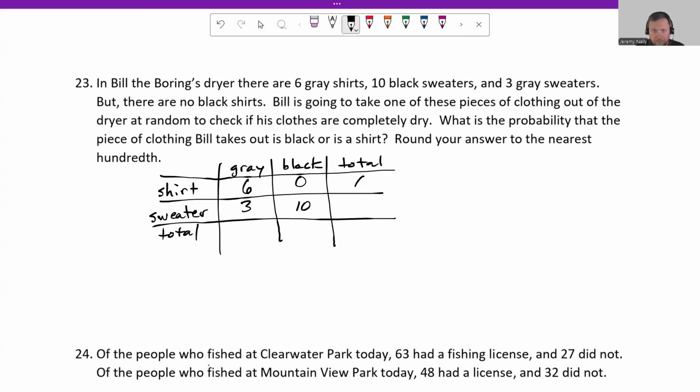So then we have 6 shirts total, 13 sweaters total, 19 articles of clothing total. And we can see the bottom row matches. Now the question asks, is it black or is it shirt? So black or shirt.